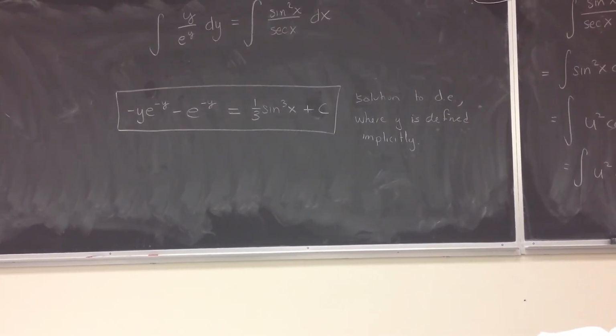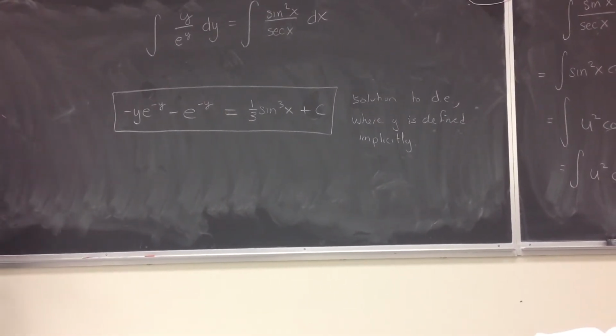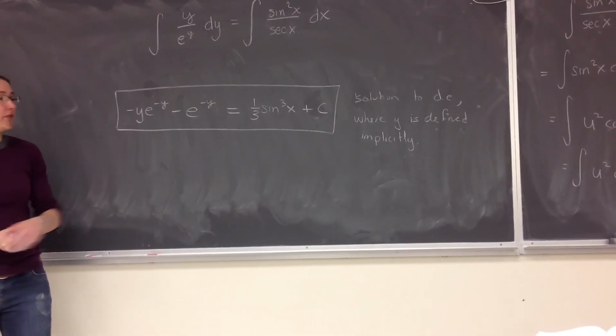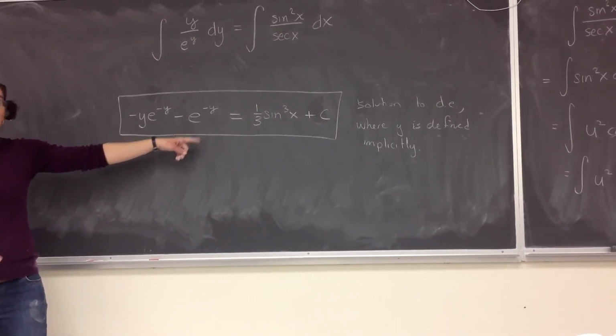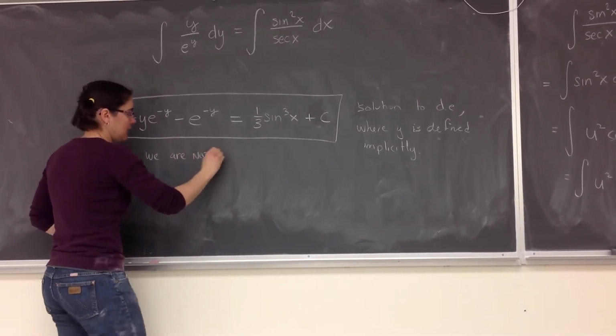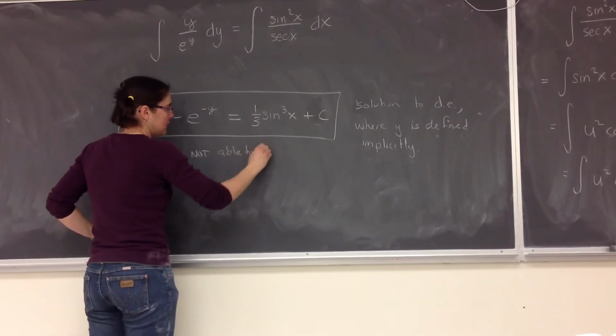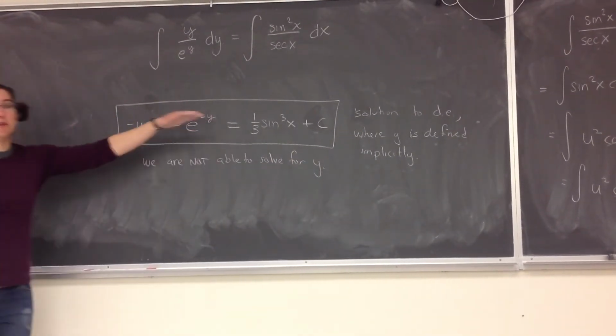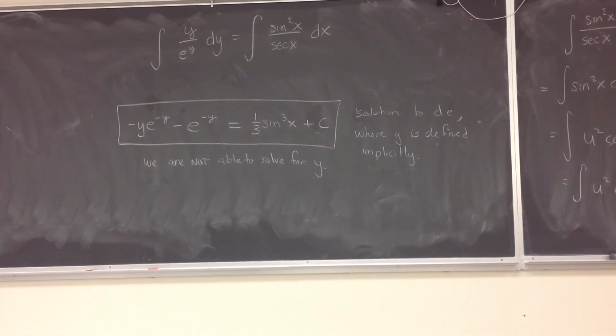And in fact, there are certainly equations where it is algebraically impossible to solve for one of the variables. Here's an example of one of them. And on this one, we are not able to solve for y. So we stop and leave our final answer as y defined implicitly.